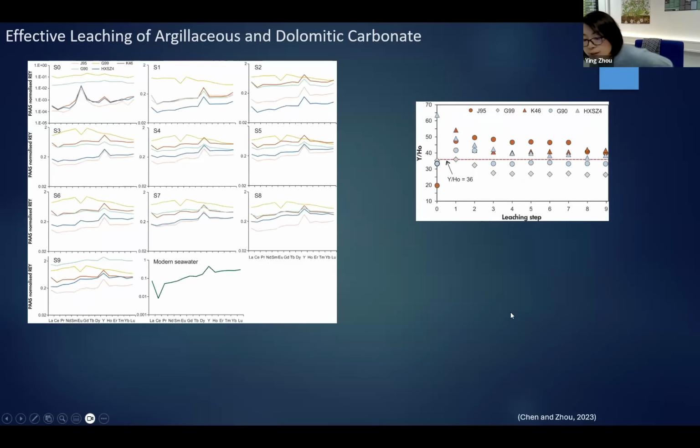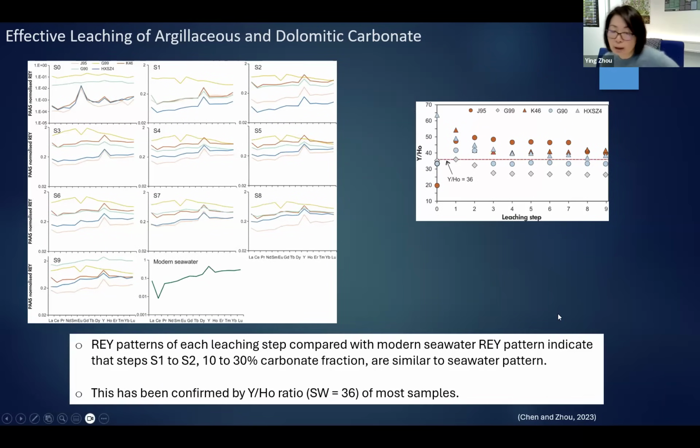So when we look at these different leachates, we want to know if this carbonate formed under a marine environment. Here we look at the rare earth element and yttrium patterns and compare all 10 steps with the modern seawater pattern. Here we can see that step 1 and step 2 of most samples are quite similar to the modern seawater REY patterns.